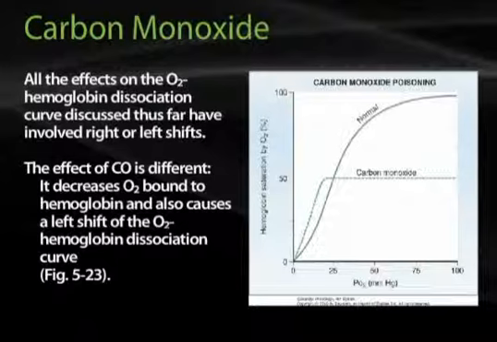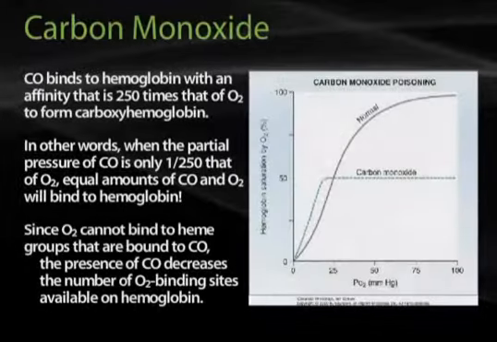Now let's take the example of carbon monoxide. All of the examples that we've described thus far have involved a shift of the curve to the right or to the left. But the effect of carbon monoxide is different because it decreases oxygen-bound hemoglobin and also causes a left shift in the curve. This is shown in figure 5.23, which is on the bottom of page 214 in your text.